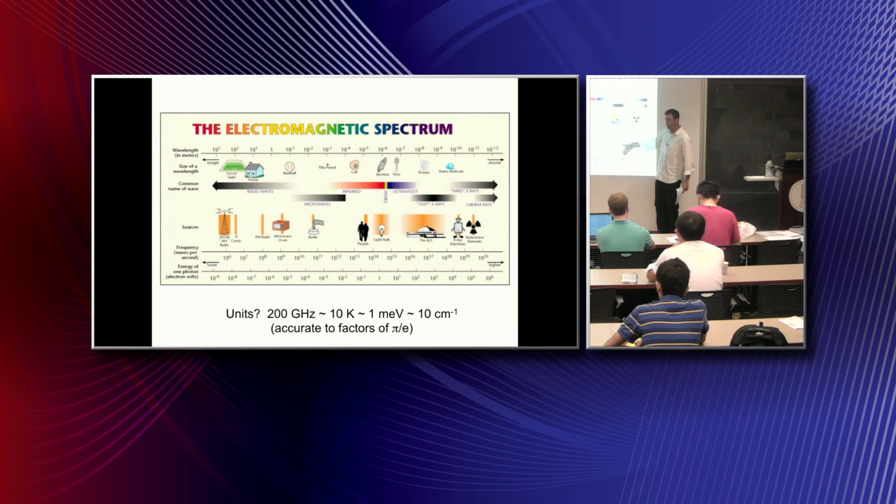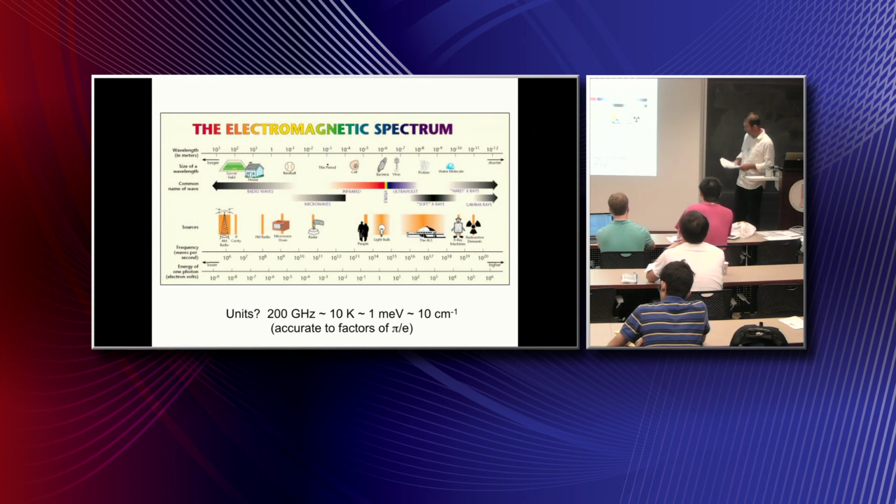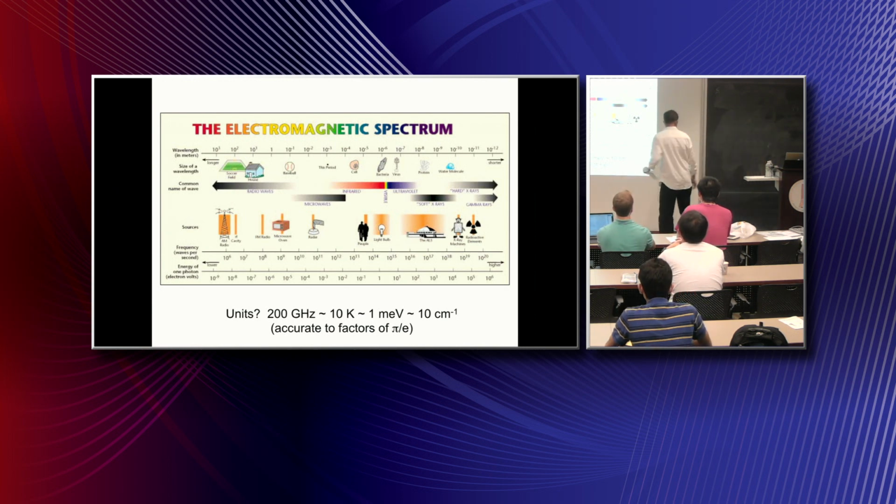to 10 wave numbers, which is inverse centimeters, which is a unit that many infrared spectroscopists use. And this is, let's say, accurate to units of pi over e, and gives you some rough feeling for the relevant scales of things. So I'm going to use both the board and, where's chalk? Here's chalk. I'm going to use both the board and these notes.